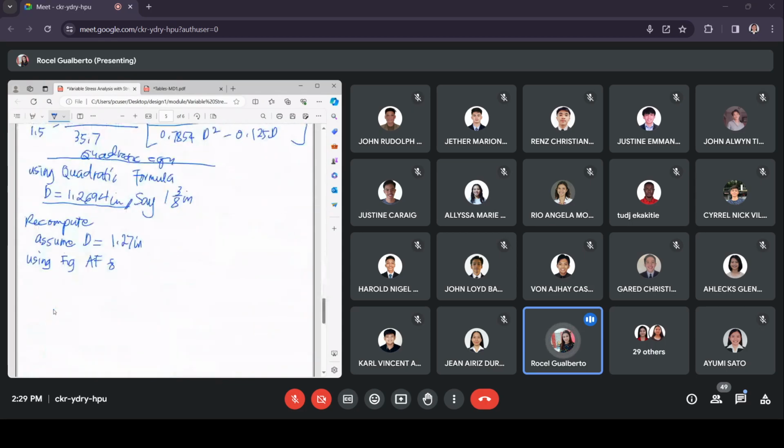Okay, so again, you find D over D. So this is 0.125 inches divided by 1.27. Okay, so what is now the value? And using this D over D, you estimate the value of KT using this figure AF8 on page 22. Okay, so you find the value of KT.